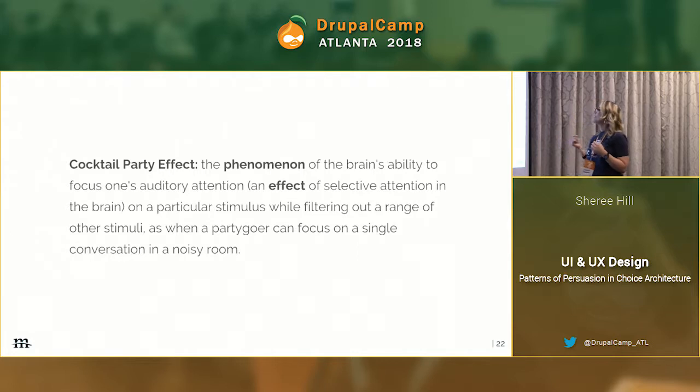And that's the phenomenon of the brain's ability to focus one's auditory attention, which is an effect of selective attention in the brain on particular stimuli, while filtering out a range of other stimuli, such as when a partygoer can focus on a single conversation in a noisy room. Now, as UX and UI designers, we can use this bias in personalization, and that's in creating a personalized experience by tailoring it to the needs and using a profile of the user.